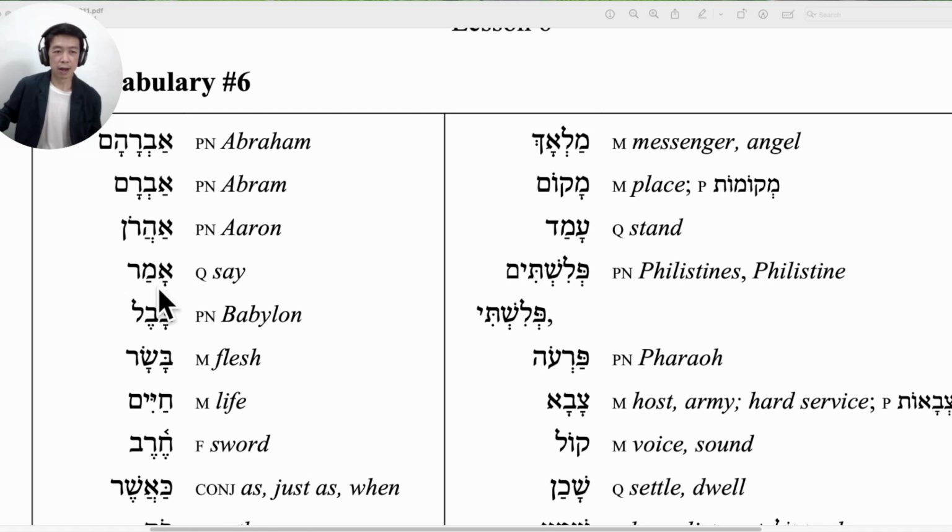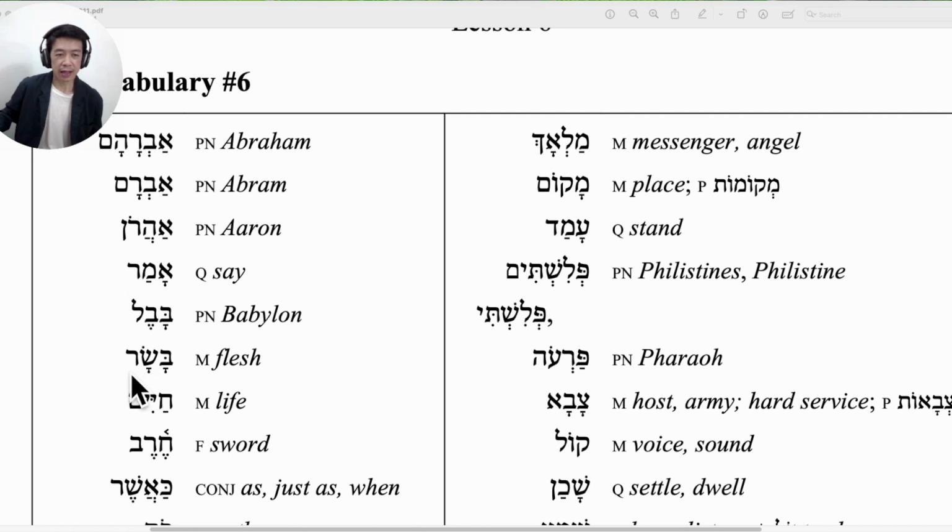The next word is amar, meaning "said." It's indicated by a Quf. Quf means cow, but its meaning here is said. The next word is Babylon, pronounced in Hebrew as Bavel. The next word is flesh. It's pronounced in Hebrew as basar.